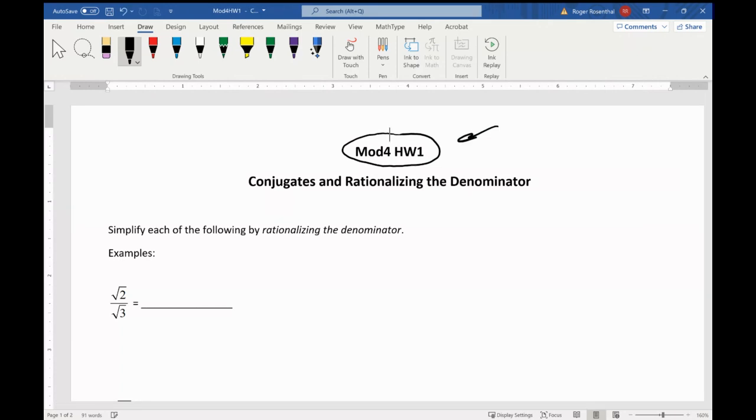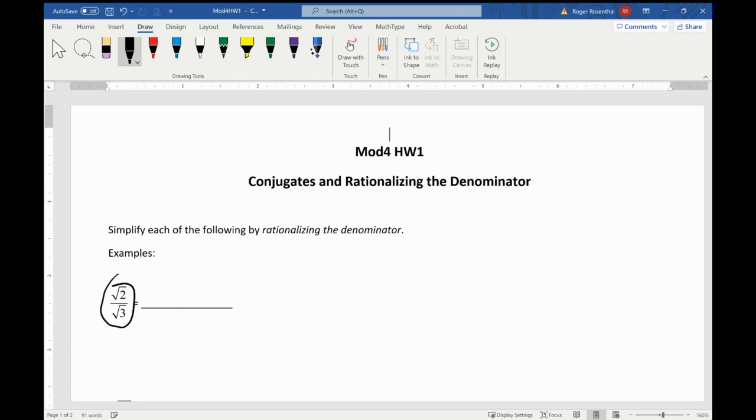This is a fairly short section. So this section is about something called rationalizing the denominator. It's also about something called conjugates that we'll get to at the very end. So we'll start with rationalizing the denominator.